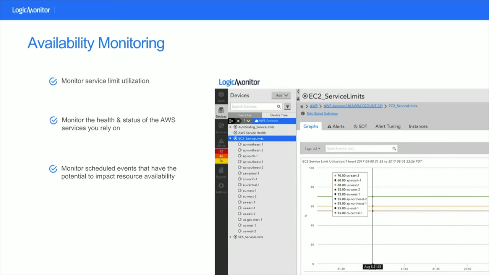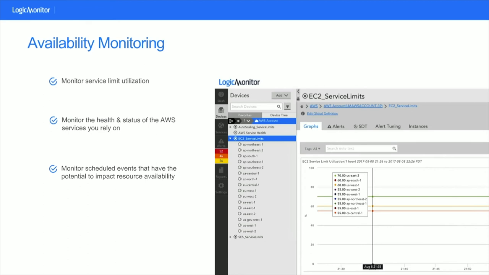And resource performance really isn't the whole picture for cloud resources. Arguably as important is the availability of the cloud services that you're relying on. And this really comes down to, if there's an issue that results in your end users not being able to access your application, you need to quickly know and be able to quickly identify what it is.